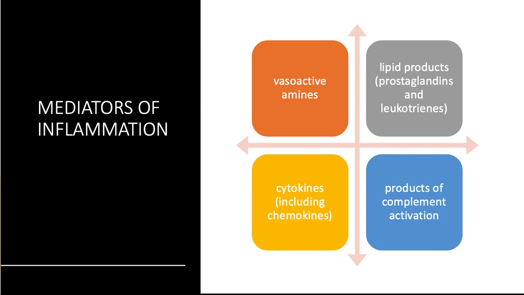The mediators of inflammation are the substances that initiate and regulate inflammatory reactions. The most important mediators of acute inflammation are vasoactive amines, lipid products, prostaglandins and leukotrienes, cytokines including chemokines, and products of complement activation. Let's begin by summarizing the general properties of the mediators of inflammation and then discuss some of the more important molecules.